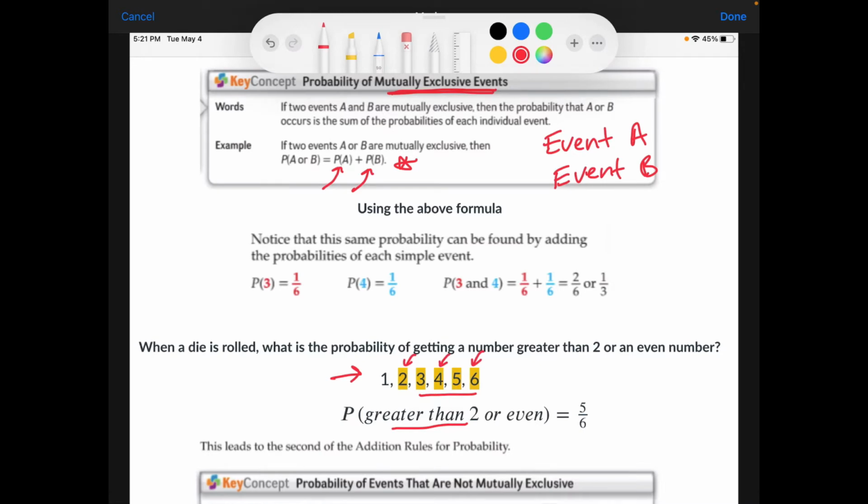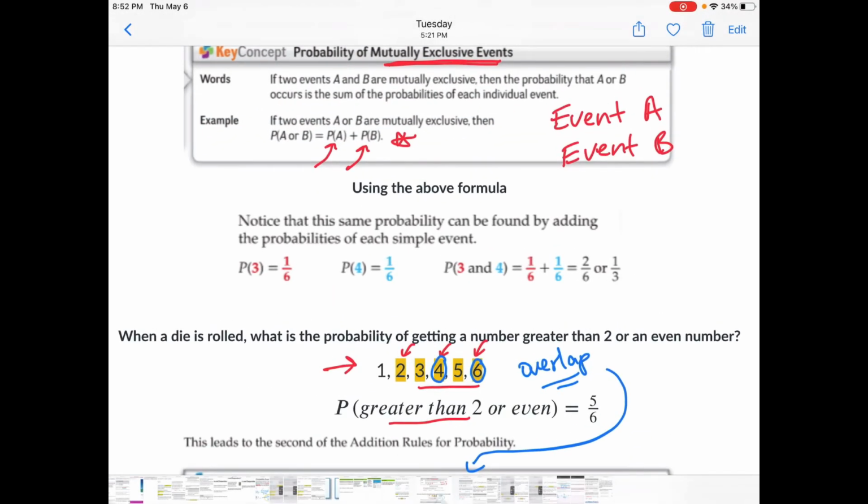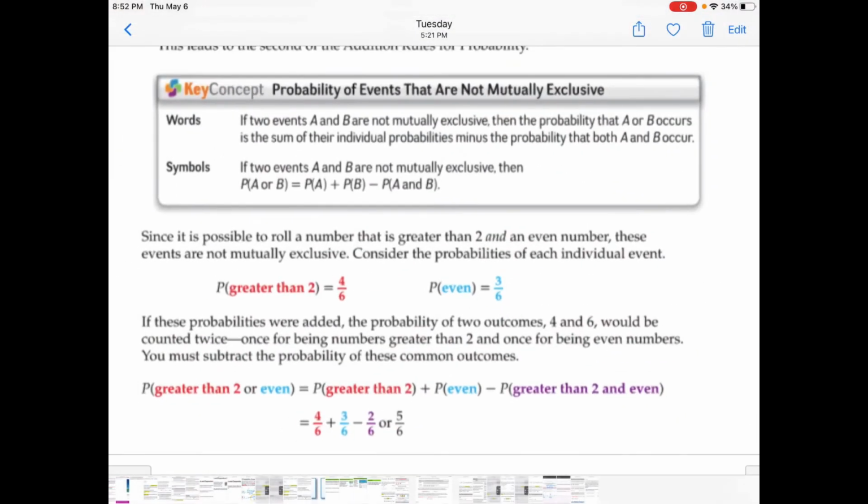So as you can see, we have overlap here. 4 is in both categories, and so is 6. Because we have an overlap, that means that these are not mutually exclusive. So then we have a different formula in this case. Okay, so if the sample space is too large and we can't write it out like we just did here, then we have to use a formula. And so I want to show you how to use this formula.